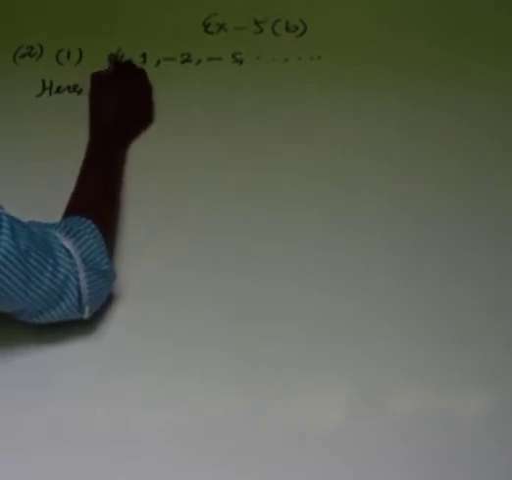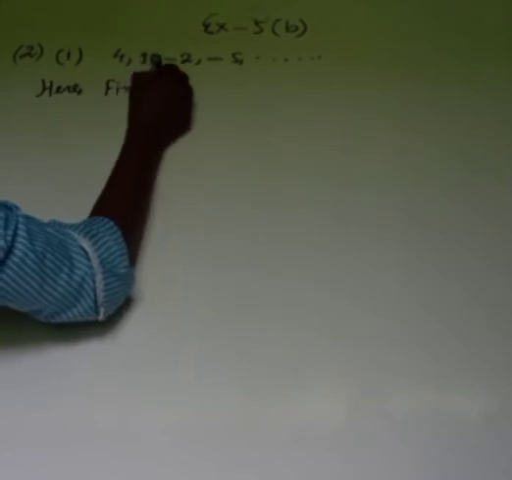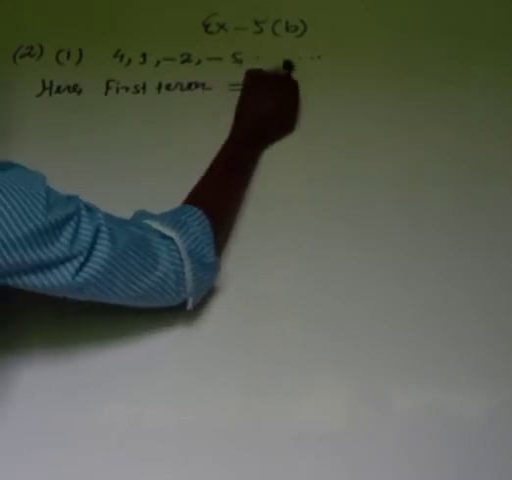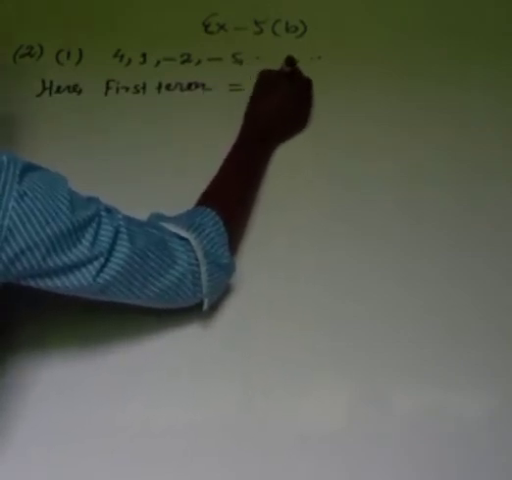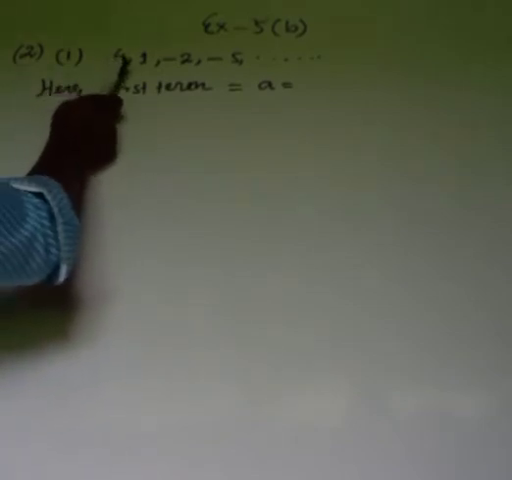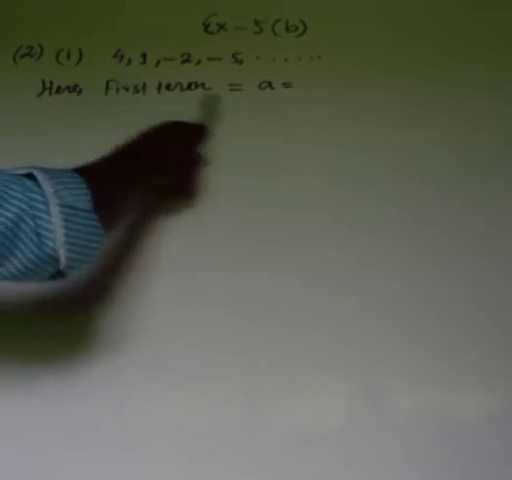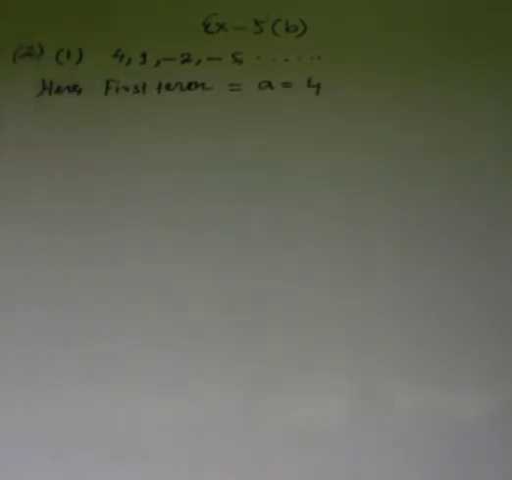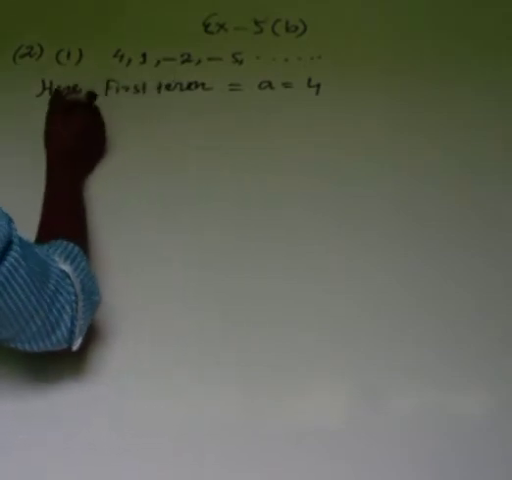So here, first term a equal to. First term means we already understood from the last classes. Here is given 4, 1, minus 2, minus 5. So the first one given is 4. So the first term will be 4.